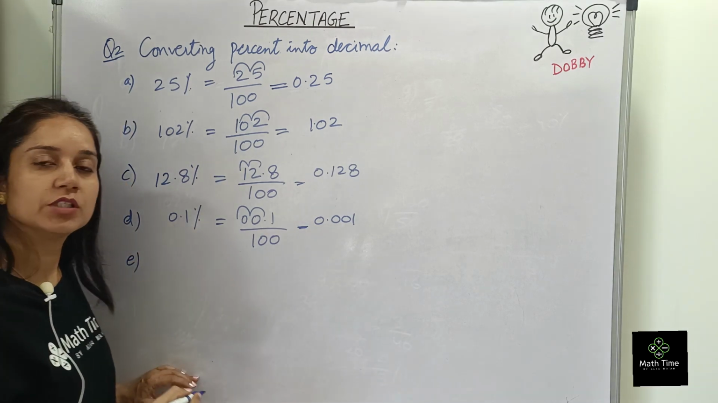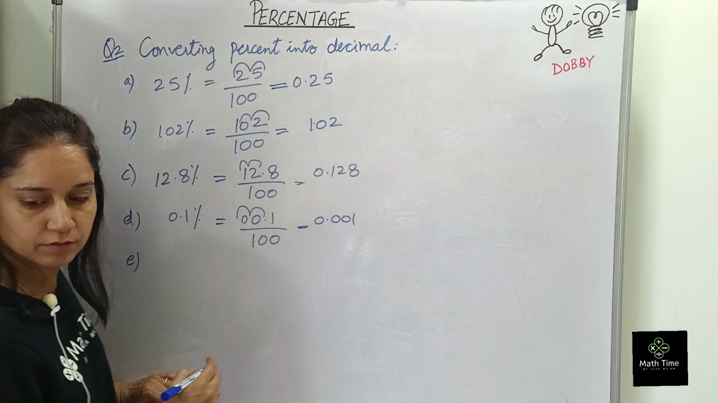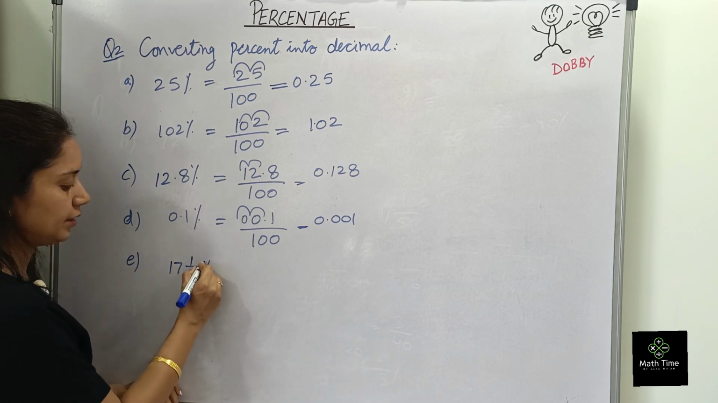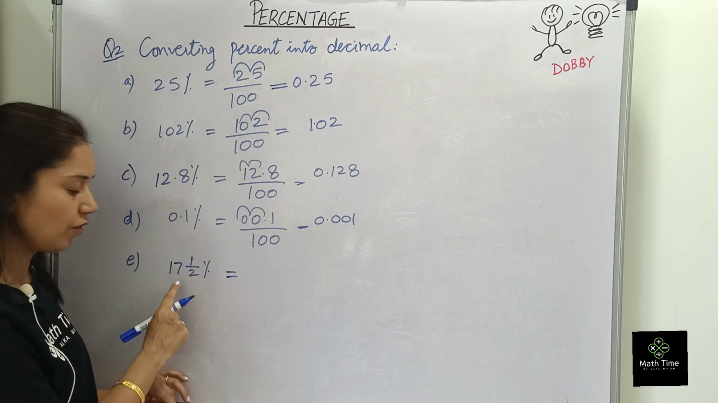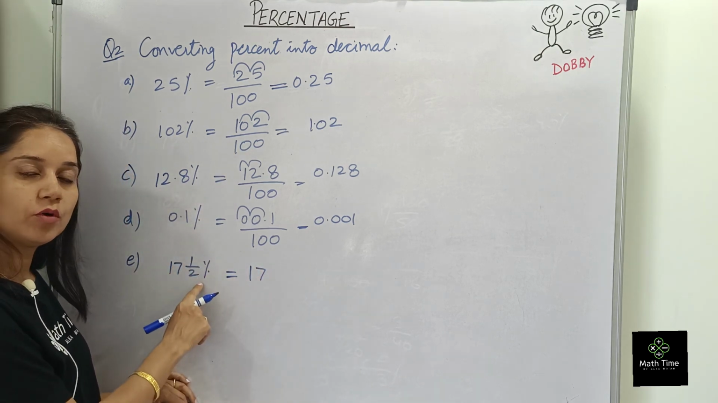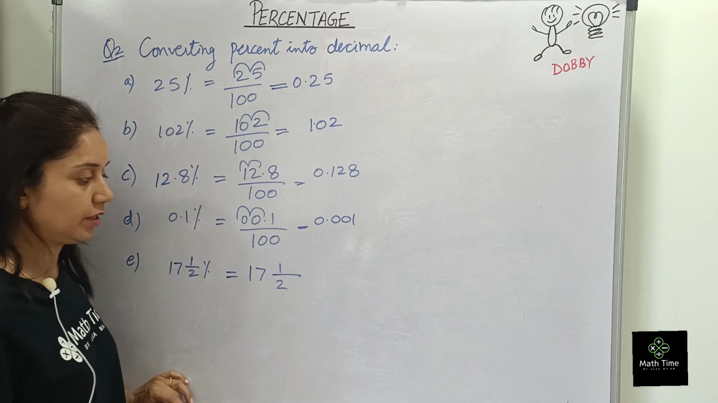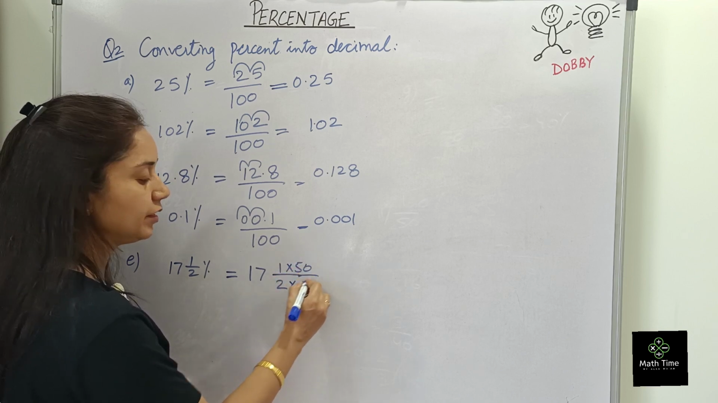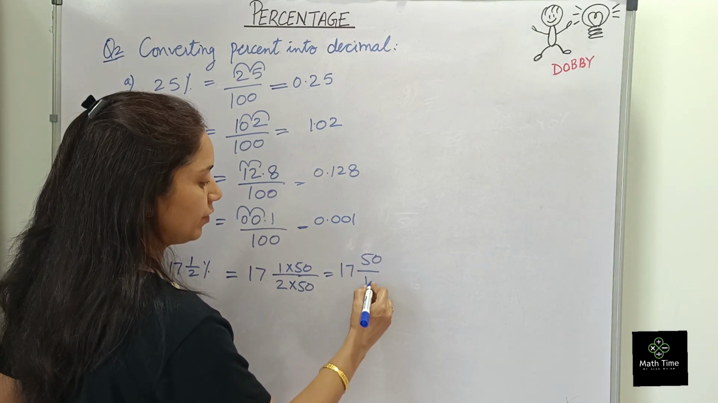Now let us do some questions where percent is given in fraction. The question is 17 1/2%. Okay, we have to convert into decimal. So first of all, how will we do it? Please see very carefully. 17 whole number, 1 upon 2. Let us make it out of 100. How can we make this fraction out of 100? By multiplying by 50, it will turn into 100. So it becomes 17 whole, 50 upon 100.